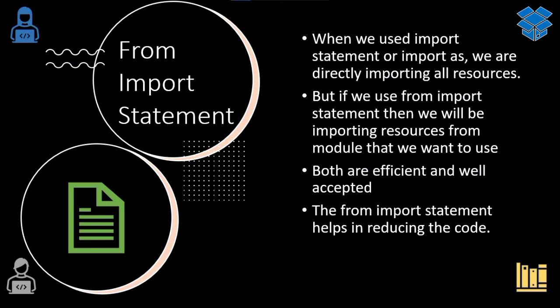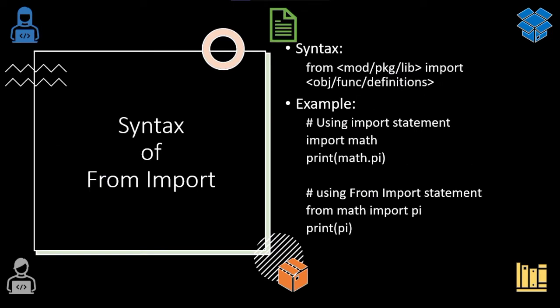So we have seen two ways of importing, and both of them are very efficient and well accepted. At several places we will be using a combination of both. Now let's understand the syntax of the from import statement. The syntax is very simple but a bit longer. First of all, we have to write the keyword from and specify the module, package or library name that we are going to use. Then we have to write the import statement and specify the object, function, definition or anything that we want from that module, package or library.